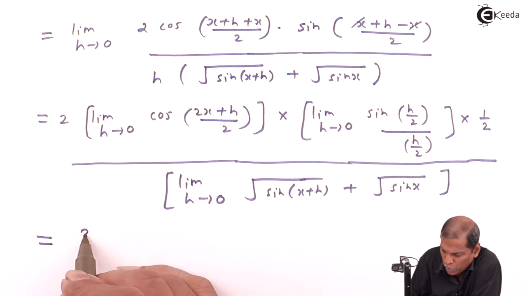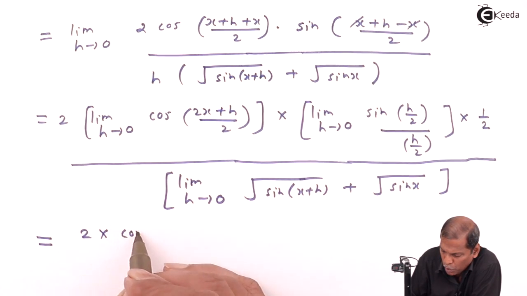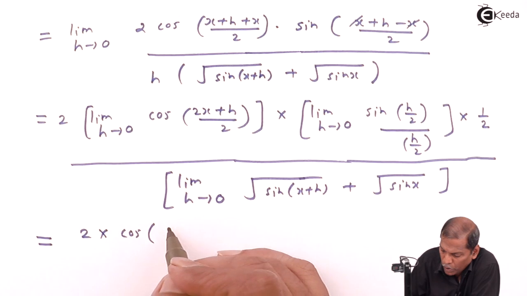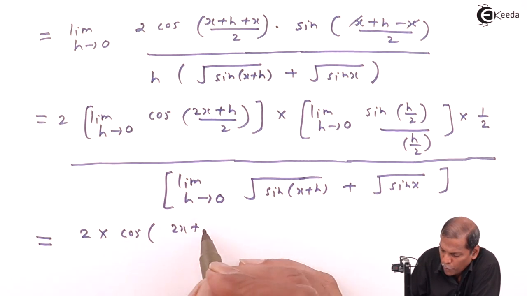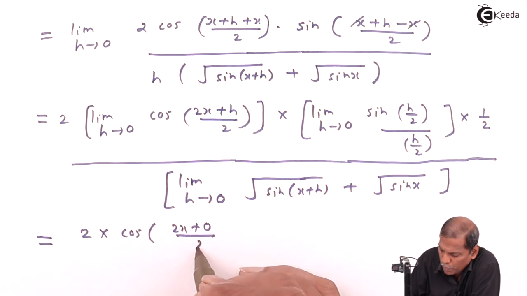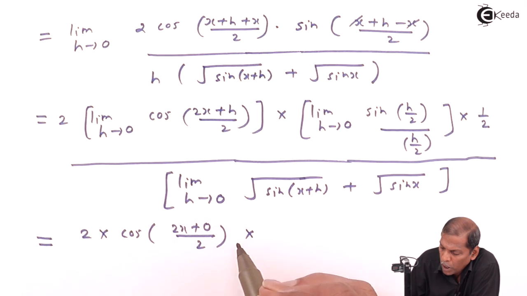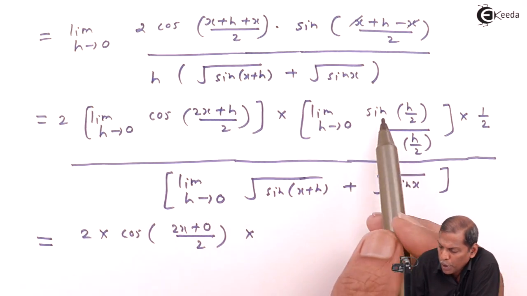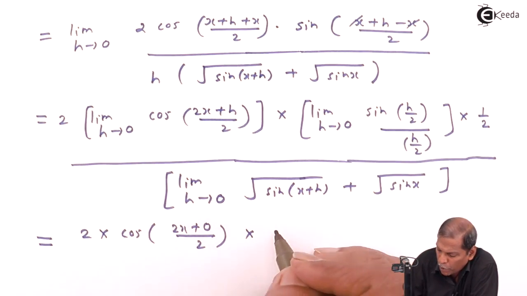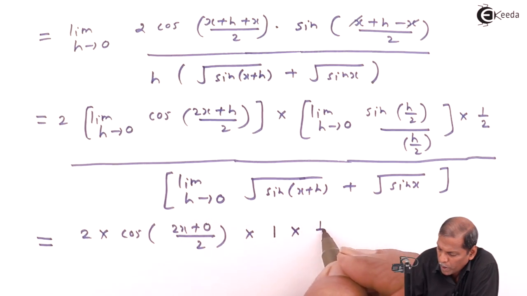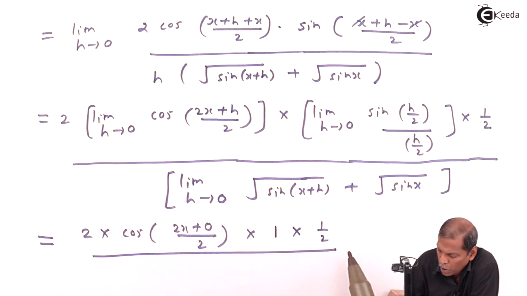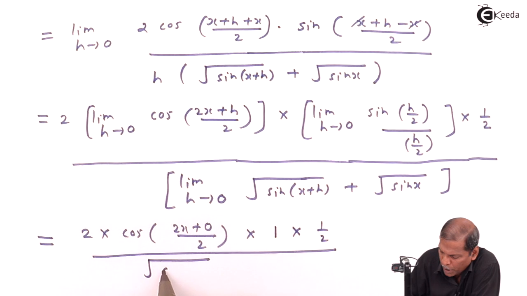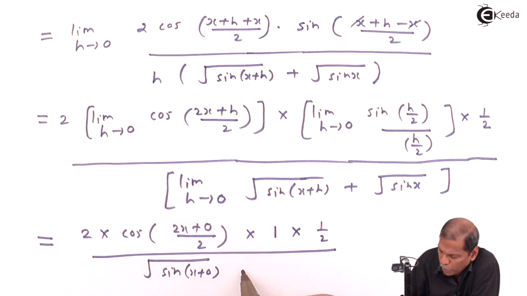So that equals 2 into cos in bracket (2x plus, now for h we substitute limit 0) upon 2, then limit h tends to 0 of sin(h by 2) upon h by 2, by rule we get 1, then again into 1 by 2, and whole thing divided by square root of sin(x plus 0) plus square root of sin x.